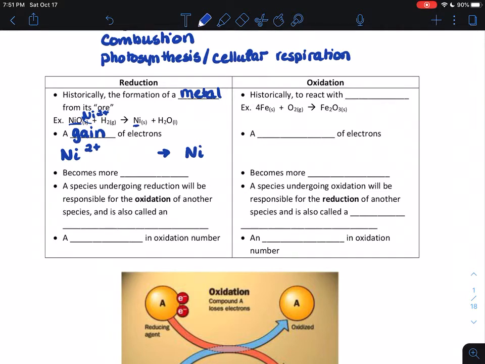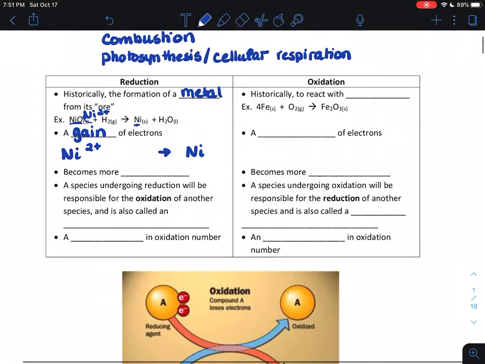The protons don't move. So I'm going to have to add electrons either on one side or the other side of the arrow. And here's the trick with this. The electrons always go on the more positive side. So do you see here that on the left side of the arrow, my overall charge is 2 plus?